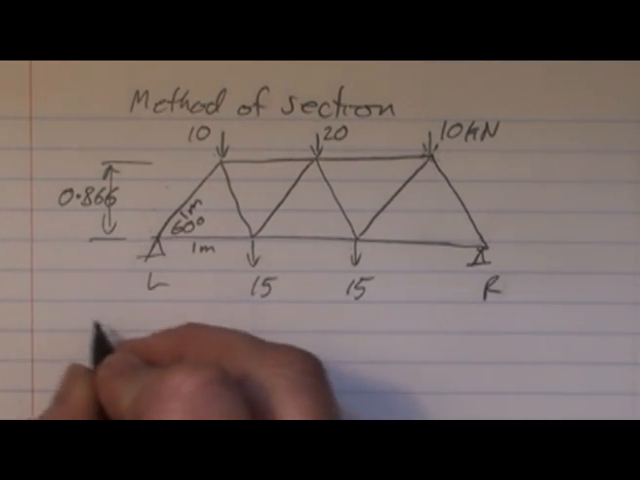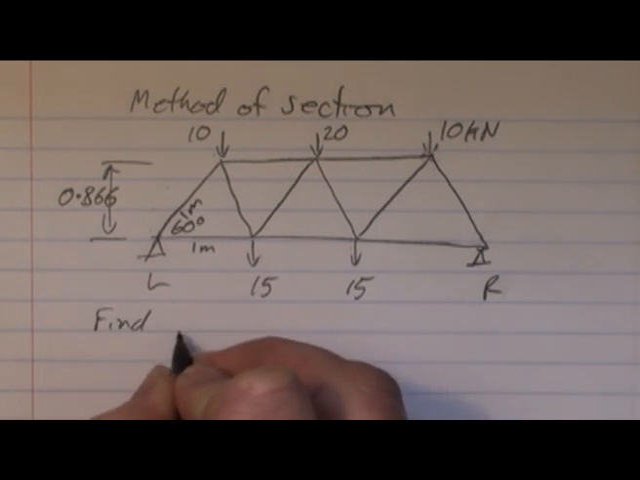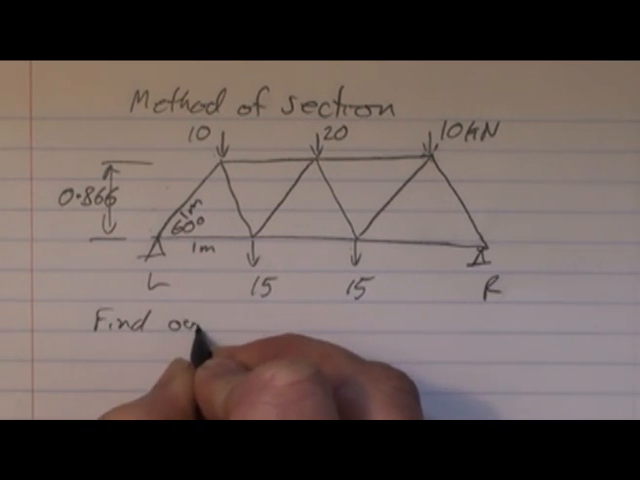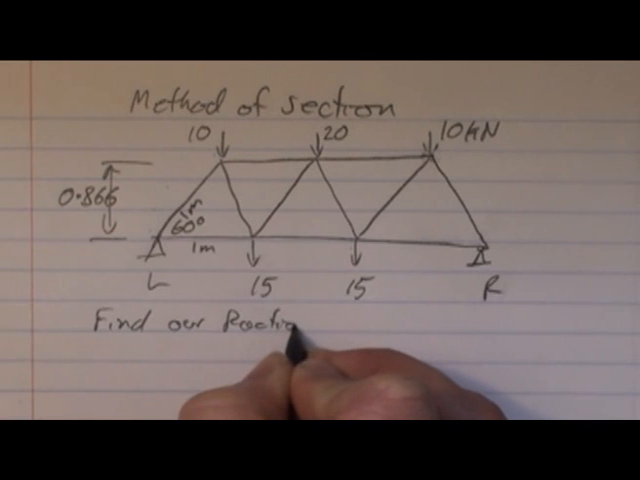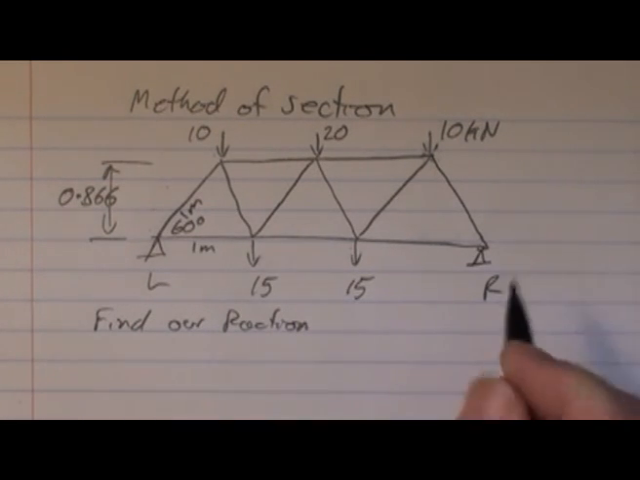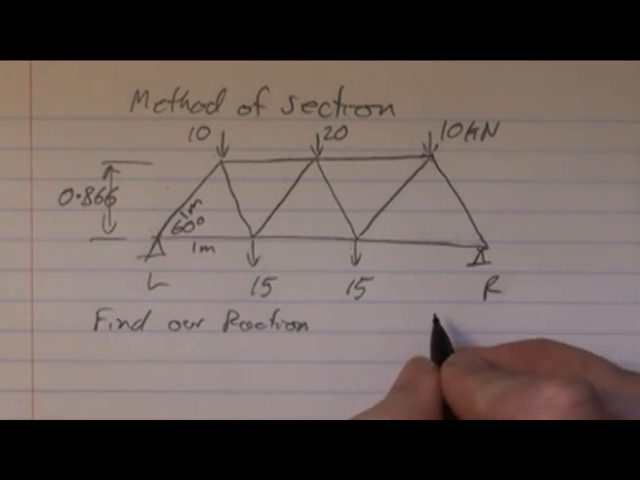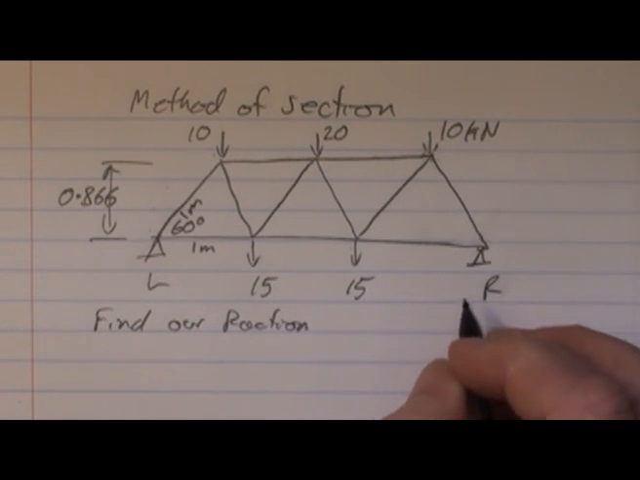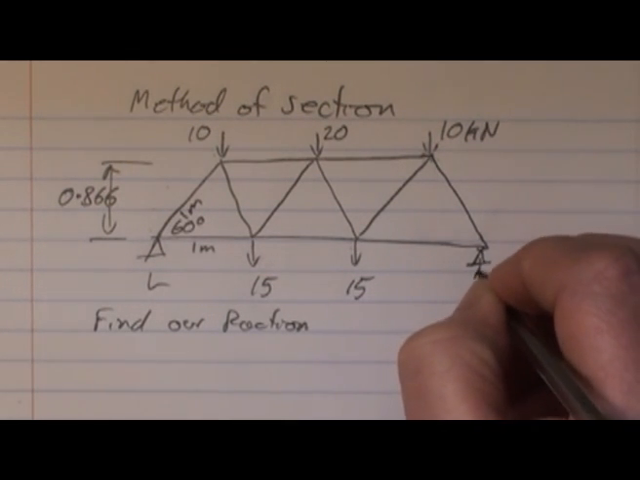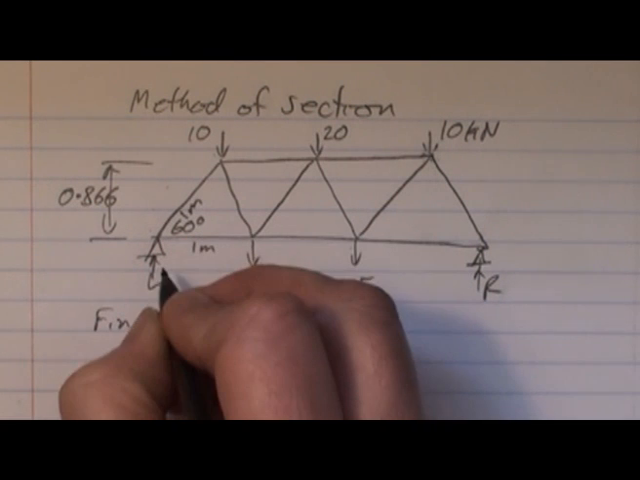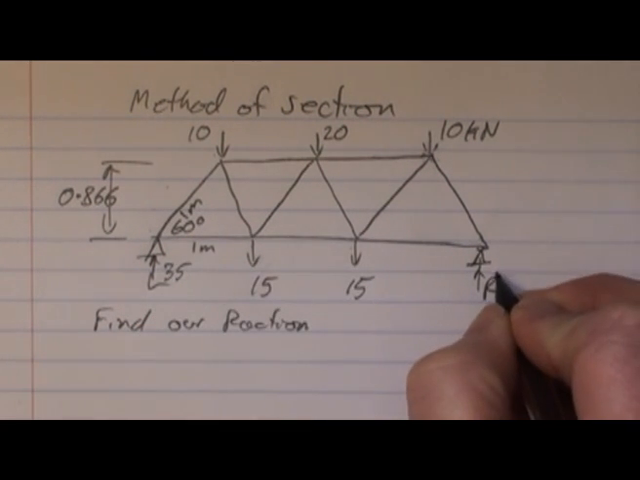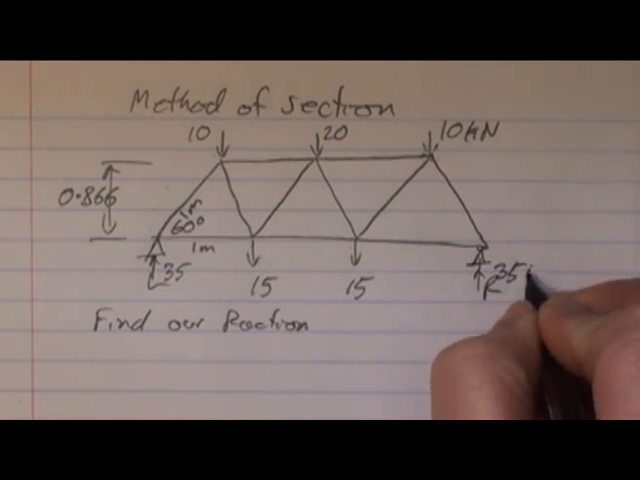So first thing we must do is find our reactions. Typically we will take moments to do that. You just do your standard moments for a free body diagram, and you'll easily work out that your left and right reactions in this case are both 35 kilonewtons each.